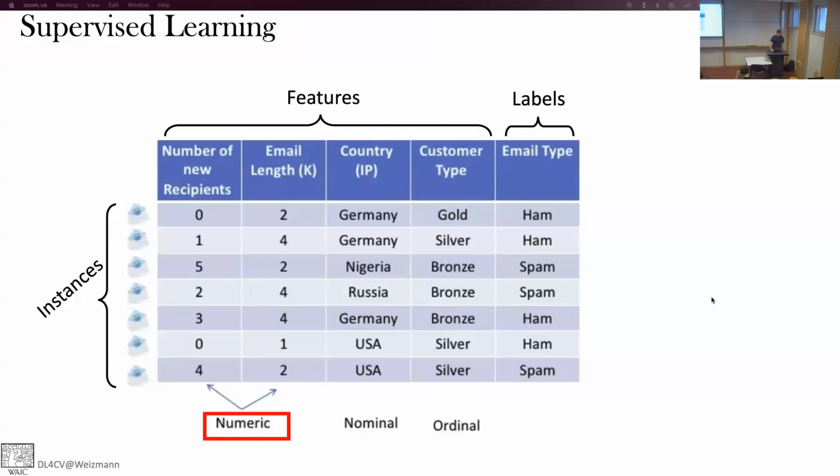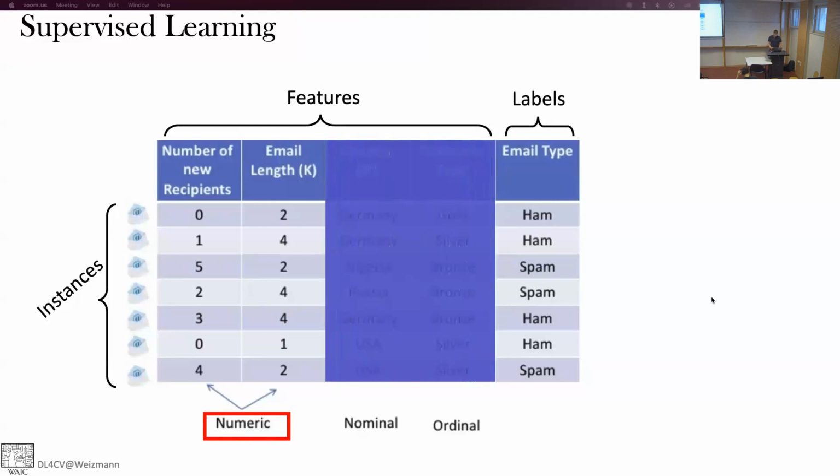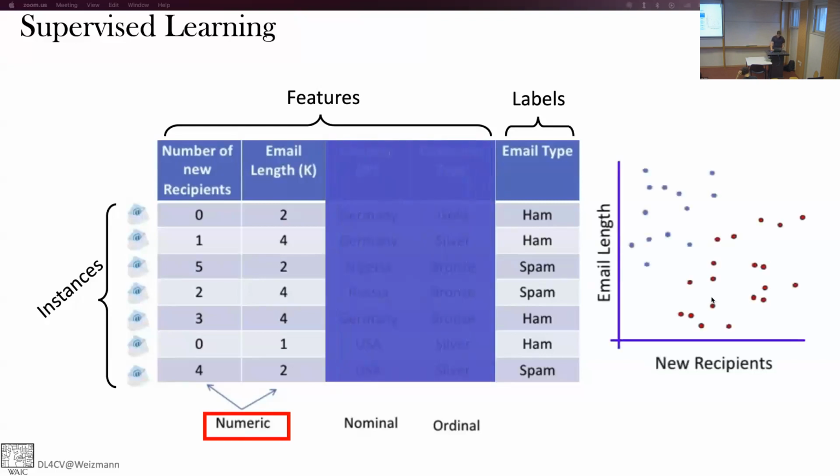So for this example, we're only going to use these numeric features. So I'm going to kill the other ones. And when I do this numerically, I can look at this space. In this particular case, I have 2 dimensions, the number of new recipients and the email length. Every instance can be looked at as a point in space or as a vector in space. And when I put them in space, you can use your own eyes, but what if I had a million of these dimensions?